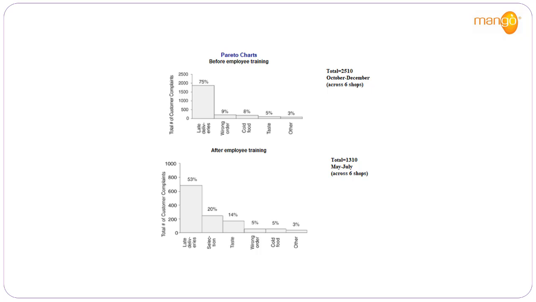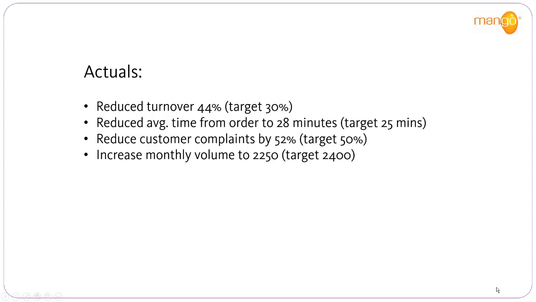So what happened in the end is, over time, the turnover of staff reduced from 62% down to 44%. Their target was 30%. They didn't quite meet it, but they're carrying on to try and still target that 30%. Average time from order, remember, it was up around 45 minutes. It's now down to 28 minutes, from receiving the order through to delivering the order.